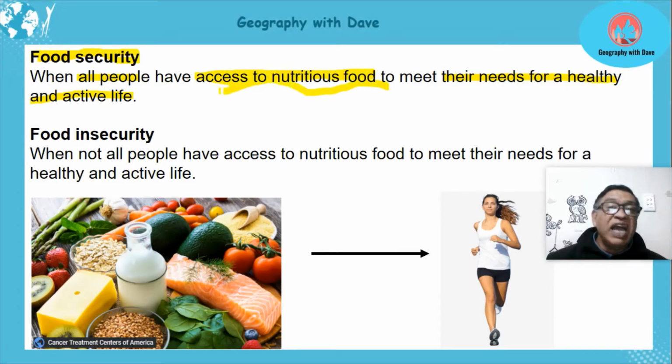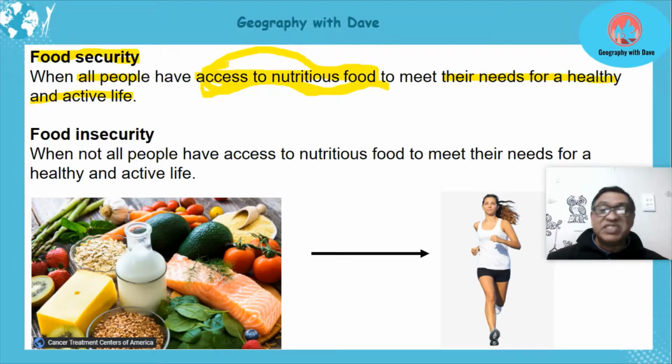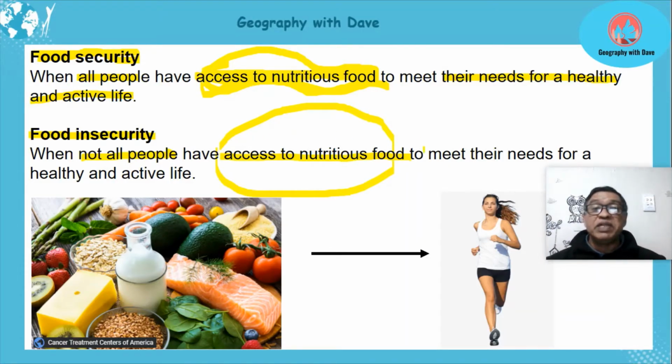The main words here are access to nutritious food. I'm going to over highlight this. They must have access to nutritious food. They must be able to get it or be able to buy it, in order to lead a healthy and active life. So, main words: access to nutritious food when all people have that. And you'll see why it's important as we discuss these concepts of food security, insecurity, and factors favoring, hindering, etc. Then food insecurity is when not all people have access to nutritious food. Again, not all, and the main words are access to nutritious food, to meet the needs for a healthy and active life.